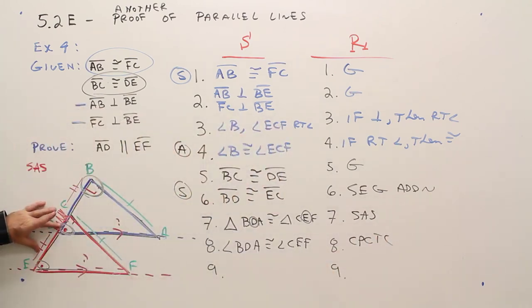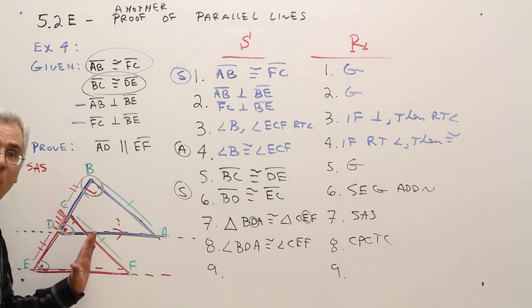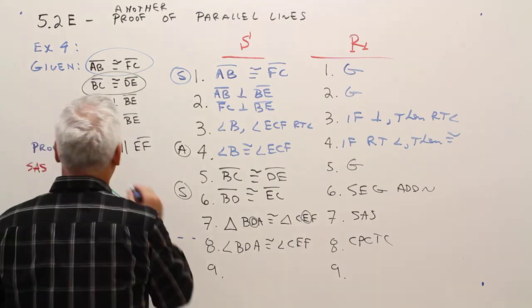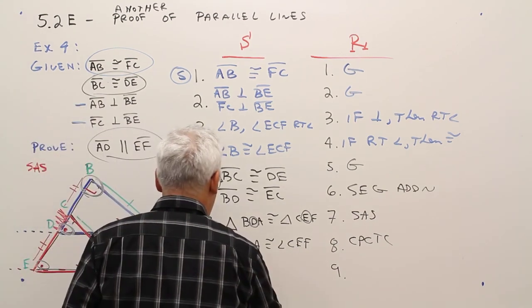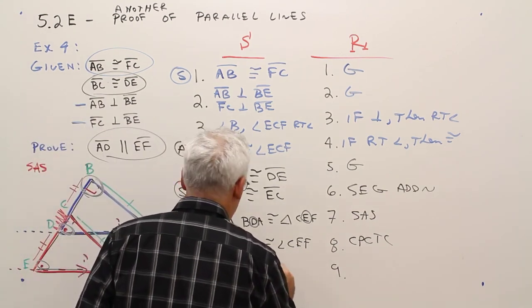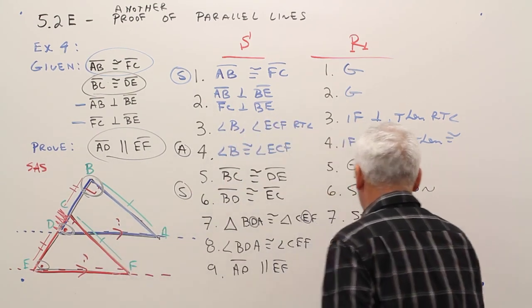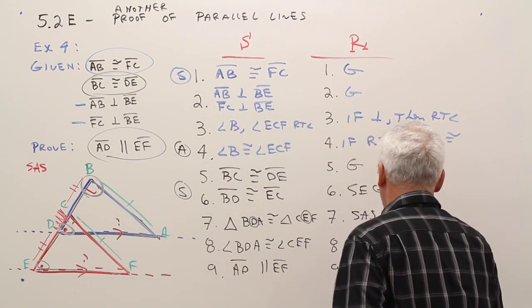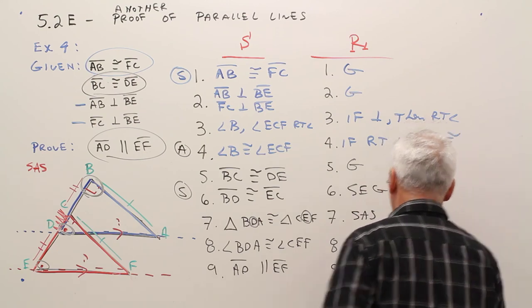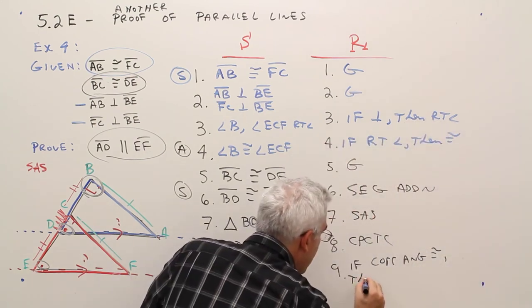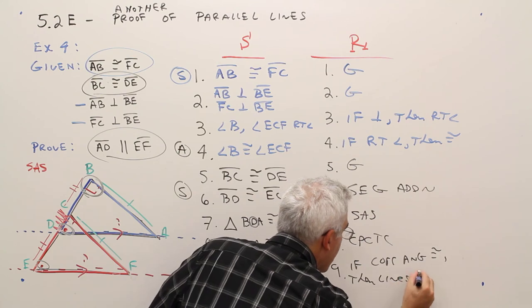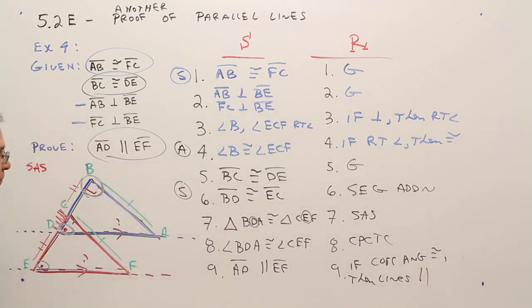And now those are corresponding angles. They're both above the lines and to the right of the transversal. So AD is parallel to EF if corresponding angles congruent, then lines are parallel. And there you have it, another proof on parallel lines.